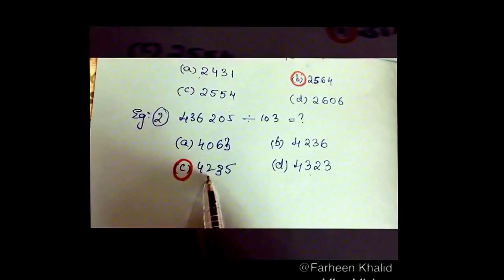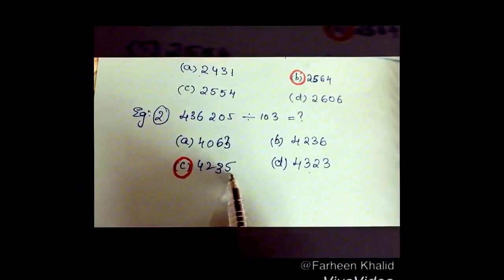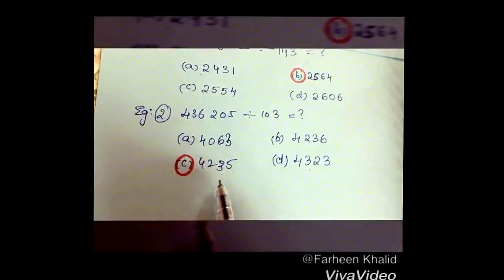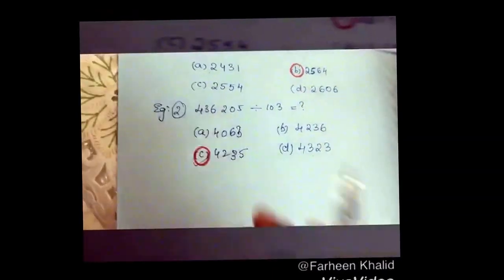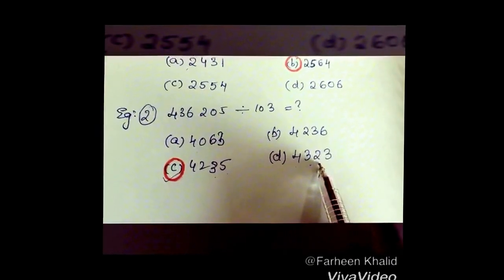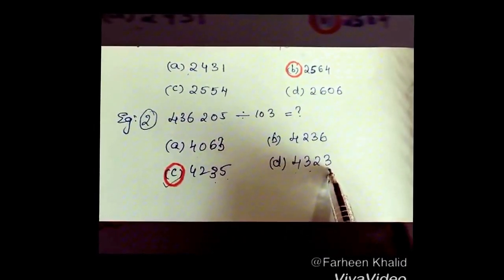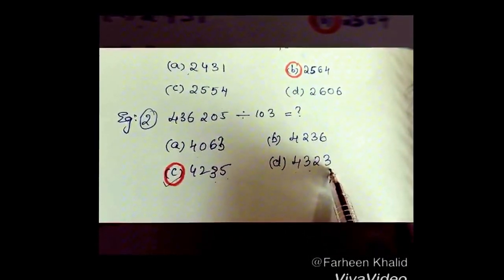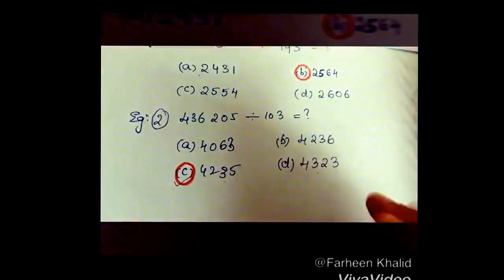Now 4 plus 2 is 6, 6 plus 3 is 9, 9 plus 5 is 14. 14 is 1 plus 4 is 5. So 5 is what we wanted to get here. So that means this is going to be our answer. And let's take the last one as well. 4 plus 3 is 7. 7 plus 2 is 9. 9 plus 3 is 12. 12 means 1 plus 2, which is 3. So this is not our answer.